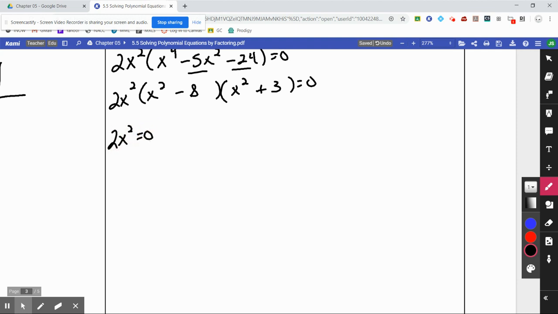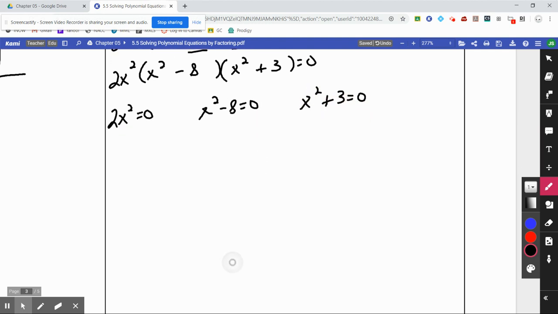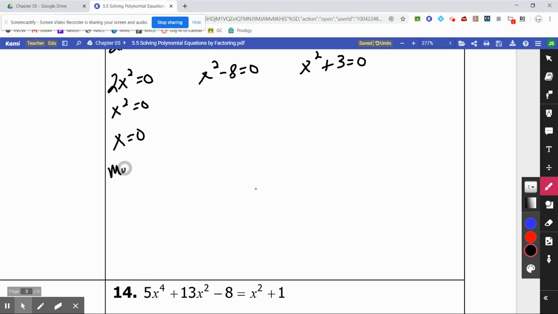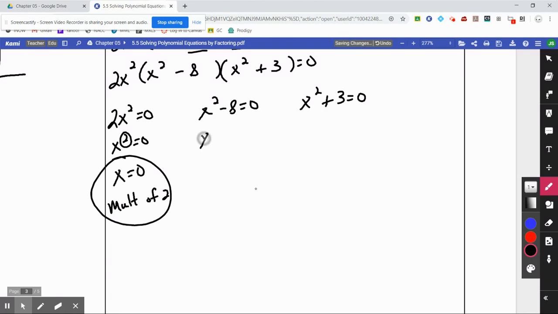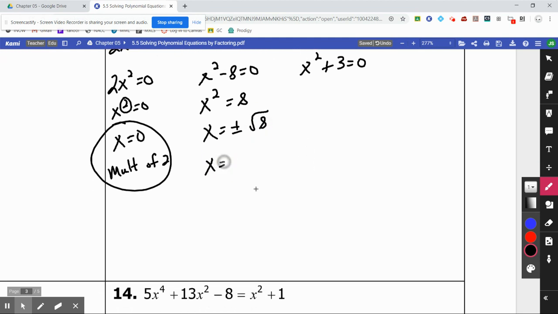Set each factor equal to 0. And just solve. Divide by 2. And take the square root, and you get x equals 0. And again, that has a multiplicity of 2, because the x squared, that's a root twice. Move the 8 over, gives you x squared is 8. So x will be plus and minus the square root of 8, which you can simplify into plus and minus the square root of 4 times the square root of 2. The square root of 4 is 2.